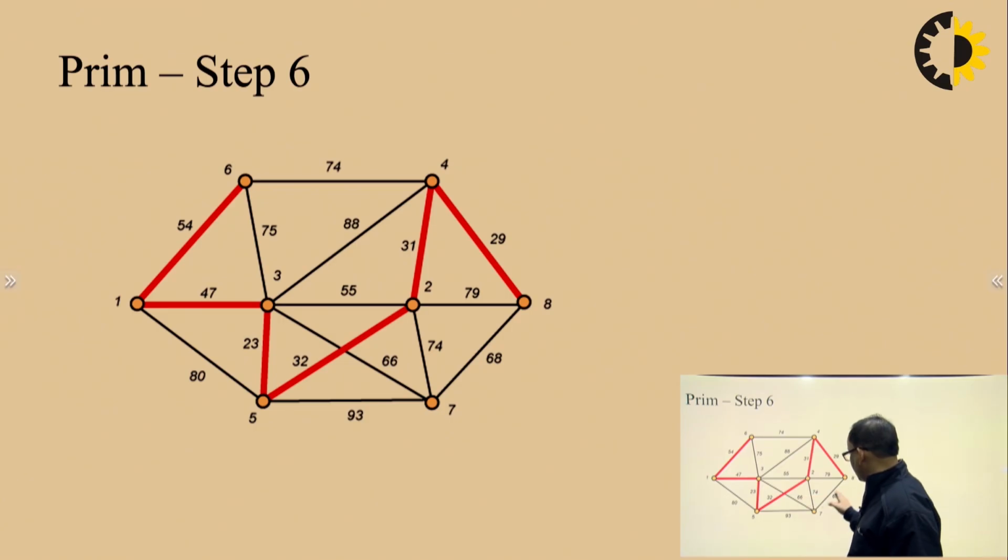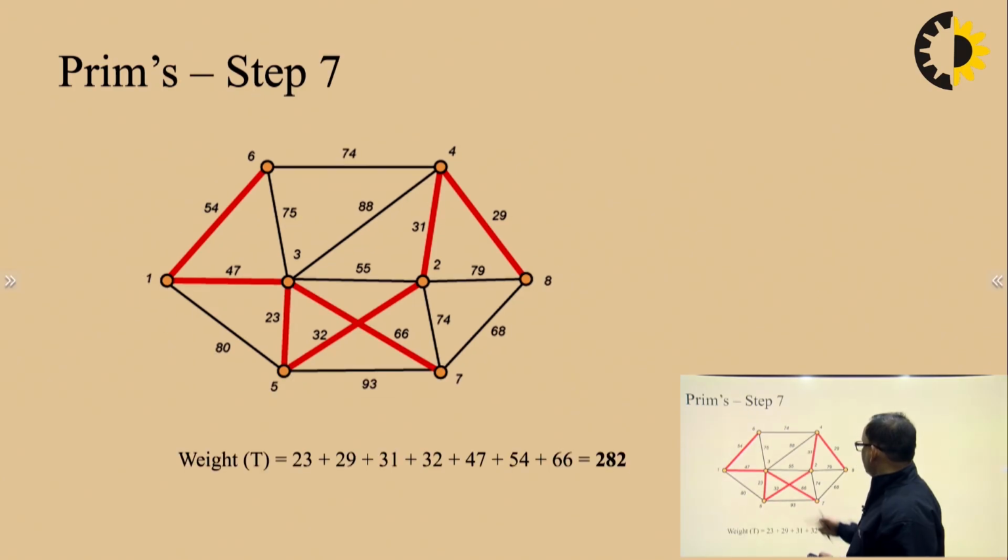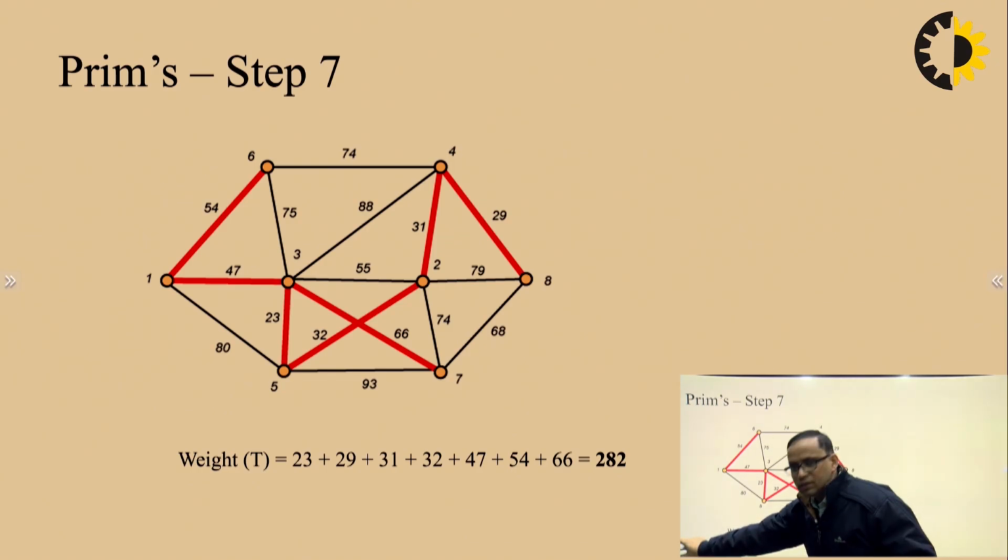This edge has the weight 66, and this again does not form a cycle. It is looking like a cycle, but it is not forming a cycle. We can fold it and put it here. So the edge which connects vertex 3 and vertex 7 will be selected and added to the minimum spanning tree. Again I am saying, it does not form a cycle. We can put it here. This is not a cycle.